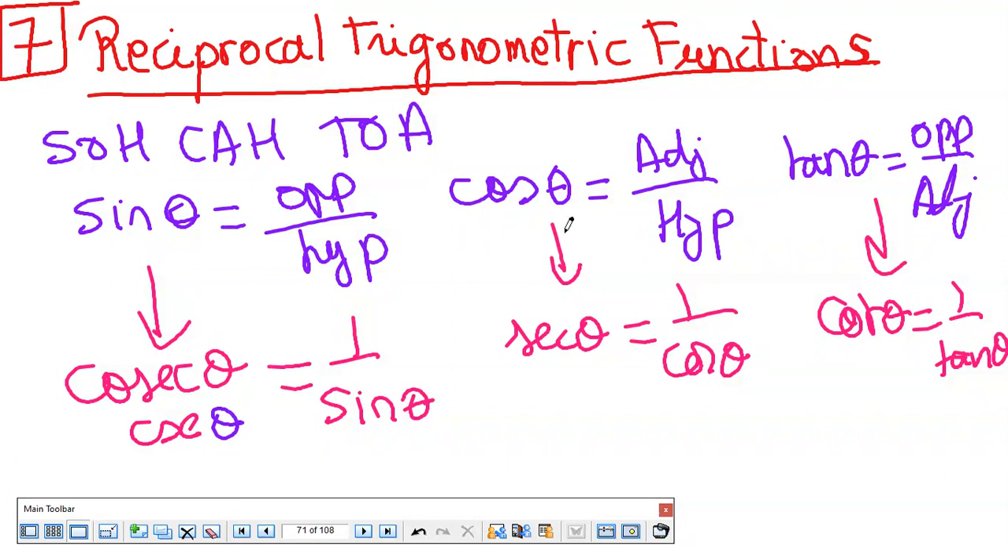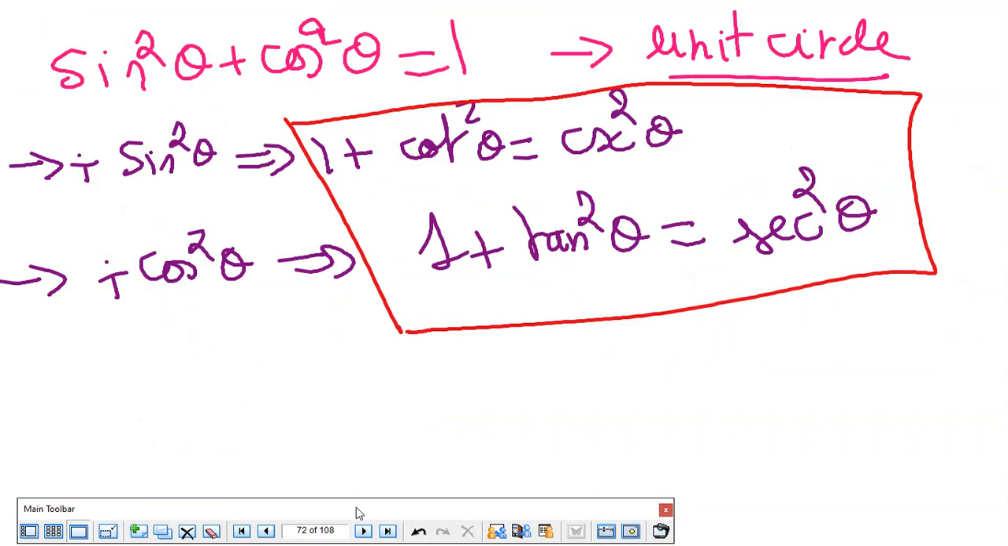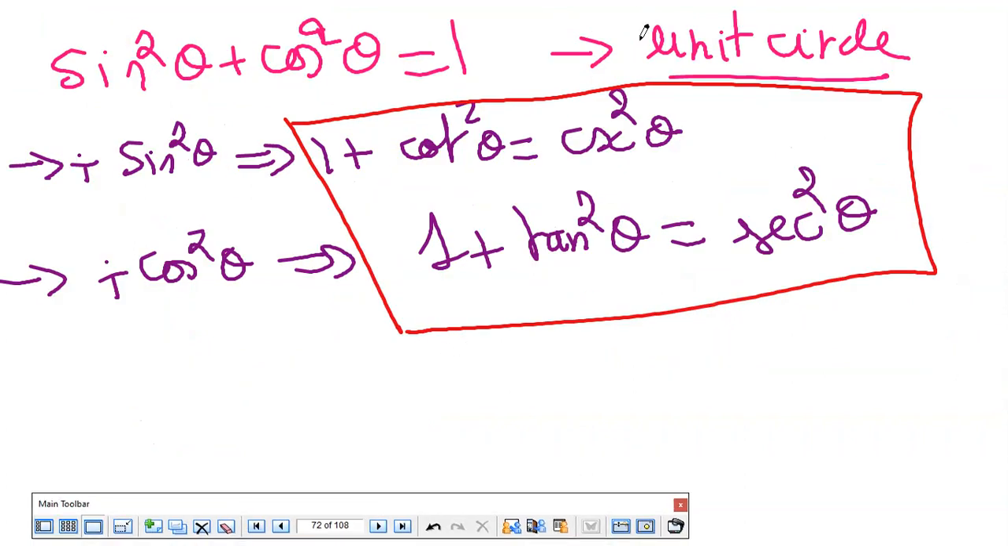What is the reciprocal of cosine? It's secant, and for the tangent it's cotangent. It's very simple, guys. It's not hard at all. Now we know already from some preceding videos, where I proved for you the famous trigonometric formula, sine squared theta plus cosine squared theta is equal to 1. Now from this one we can deduce two more formulas.